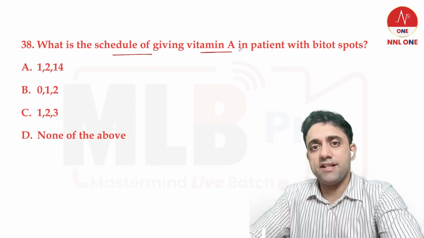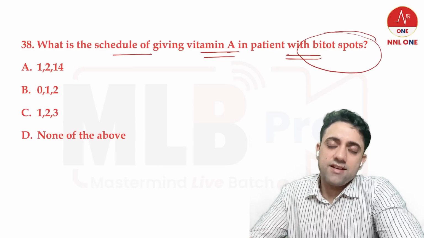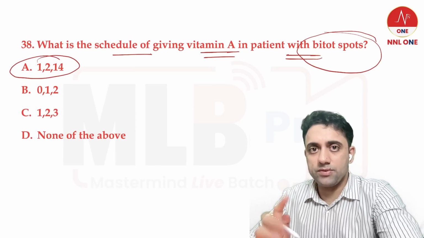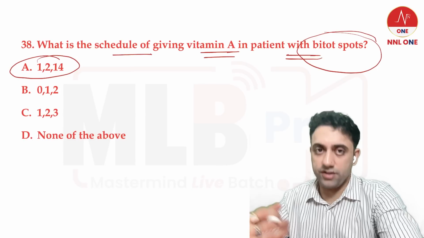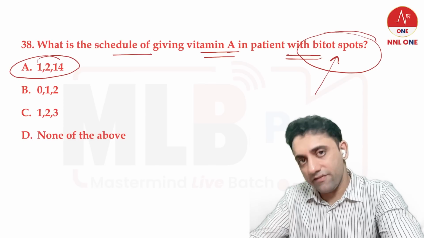What is the schedule of vitamin A in a patient with white spots? This is a good question. If the patient has night blindness or vitamin A deficiency features, then you give 3 doses: day 1, day 2, and day 14. Vitamin A is given on day 1, day 2, day 14 if you have clinical deficiency features of vitamin A.